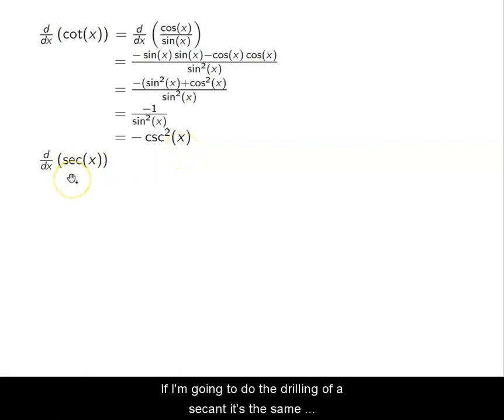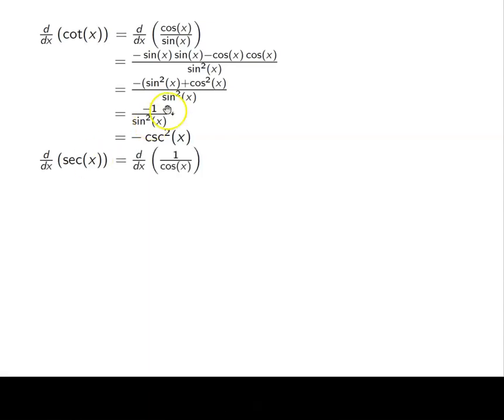So if I want to do the derivative of secant, it's the same thing. I'm going to turn this in terms of sines and cosines. So that's going to be 1 over cosine. Same thing, do the quotient rule. Okay, so it's going to be the derivative of 1, which is 0. It's not just that it goes away, it actually goes to 0. So it'll be 0 times cosine. So the first part will have nothing. And then I'll subtract from that 1 times the derivative of cosine, which is negative sine.